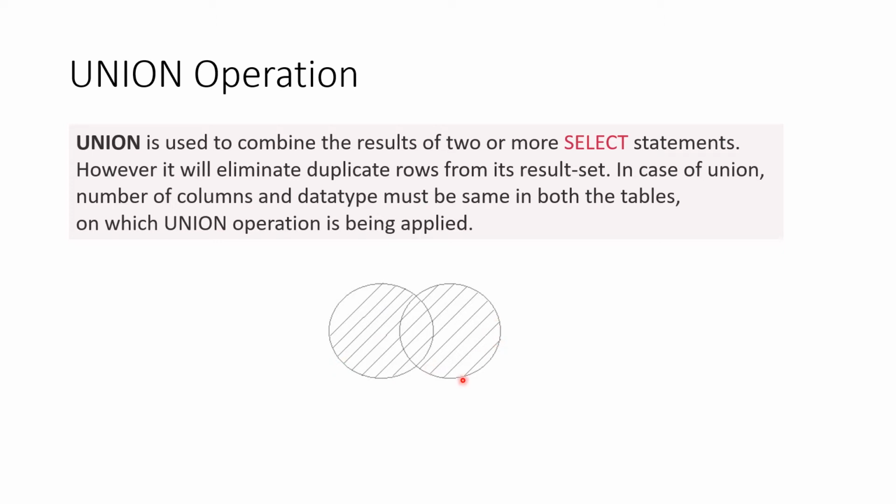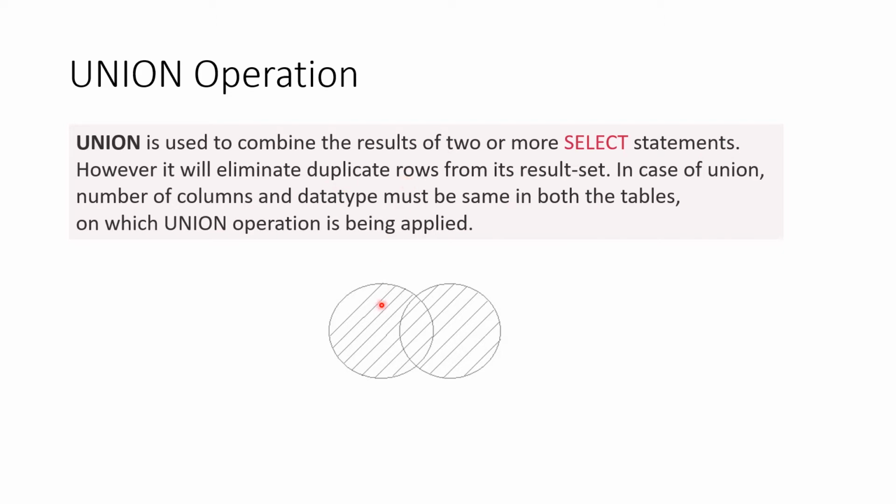The point to be noted here is that we are taking this shaded area only once, because you can see the lines are going just one time here. This is the depiction that we are taking the whole of the data only one time. So the union is used to combine the result of two or more select statements. However, it will eliminate duplicate rows from its result set. This is the main point of the union operation.